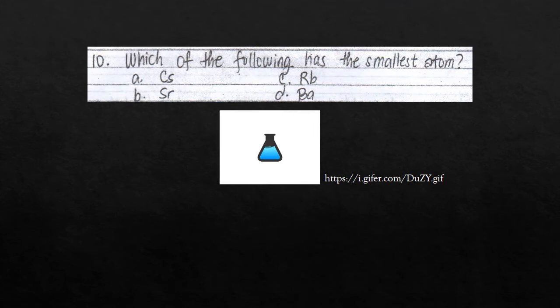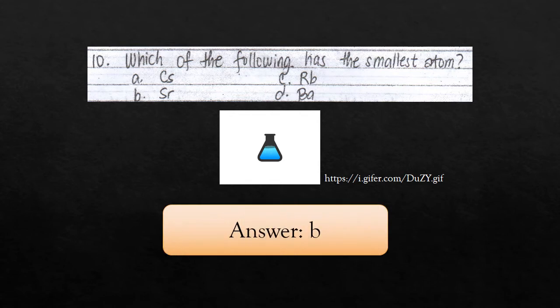Number 10. Which of the following has the smallest atom? A. Cesium, B. Strontium, C. Rubidium, or letter D. Barium? Now the answer is letter B, strontium.